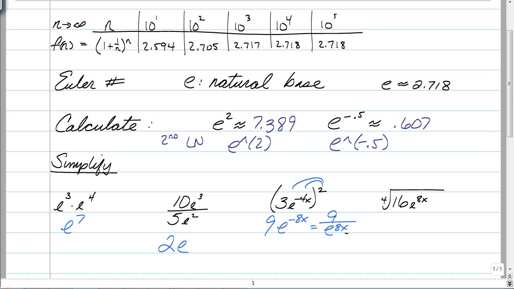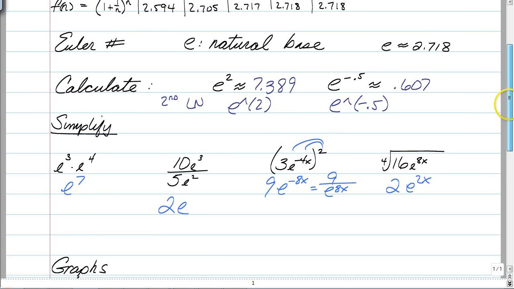So you just treat these just like a variable, but they do have value. If you were to type these in the calculator, you would get a number. So the 4th root of 16 we know is 2, and 4 goes into 8x 2x times. So e to the 2x, and that's it. You're done. So it follows exponent rules, yet has value.